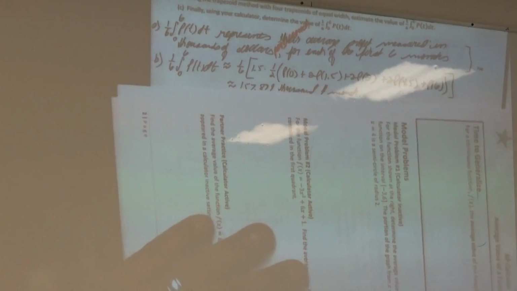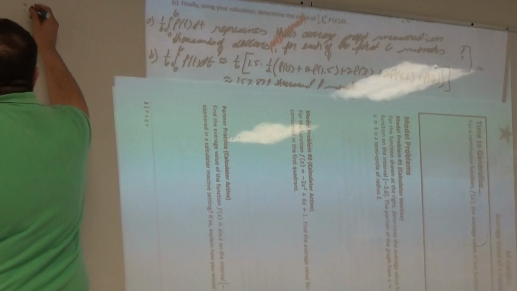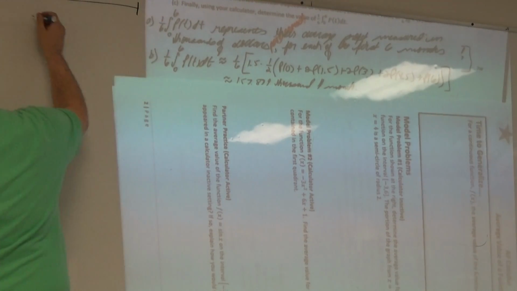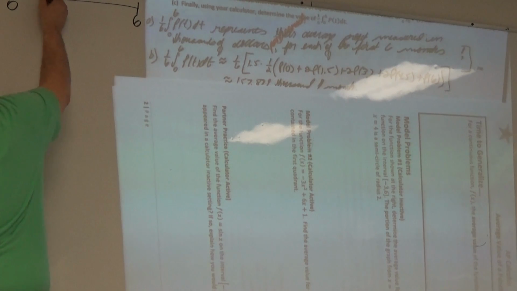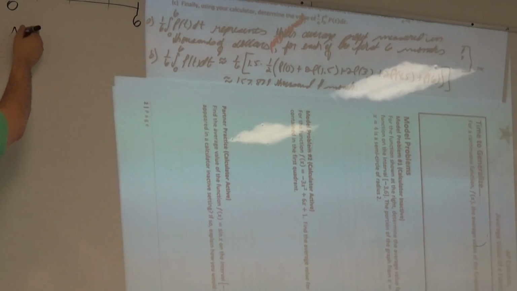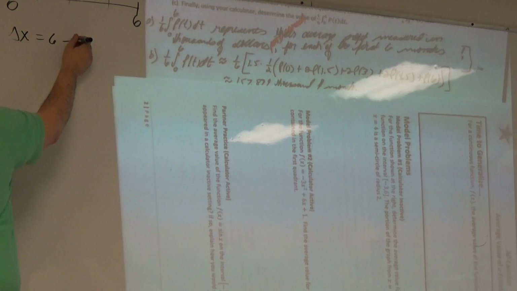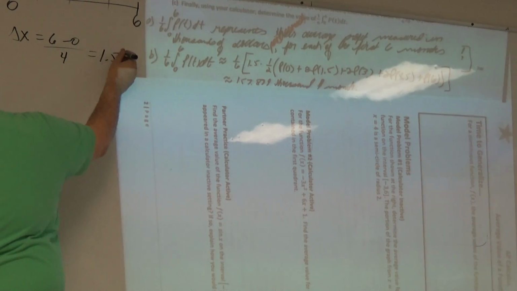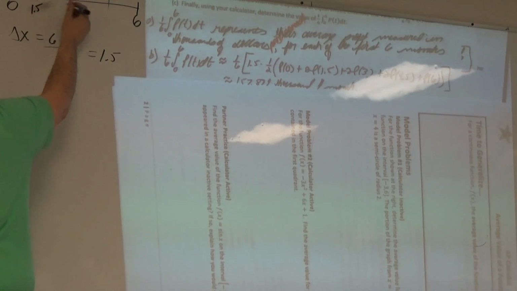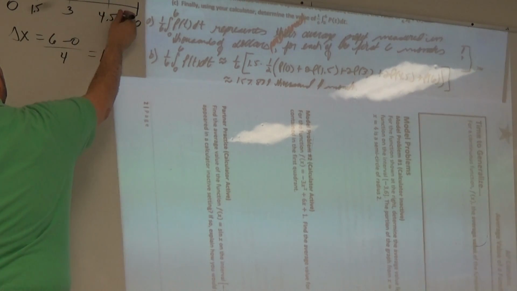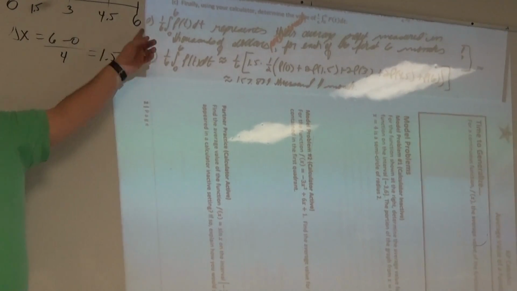Now in part B, I want the trapezoid method. It's been a while since we've done any of the Riemann sums. What I saw in some papers, and it was such a good idea, I saw a lot of folks who said, all right, it's been a while, I'm going to go from 0 to 6. How am I going to go from 0 to 6? I need 4 trapezoids, and they're each going to be the same width, so I'm going to make my cuts at 0, 1.5, 3, 4.5, and 6.